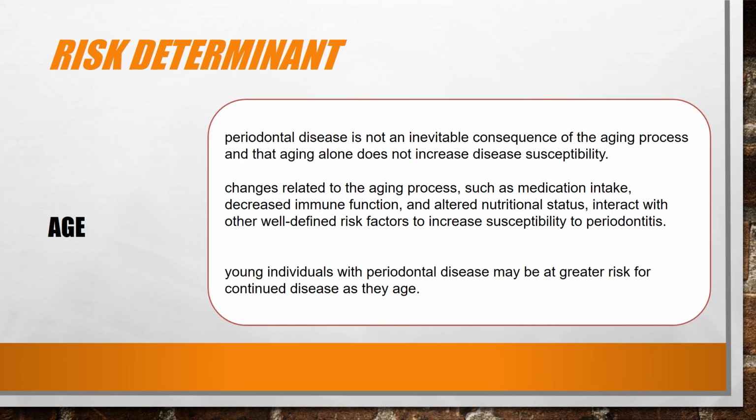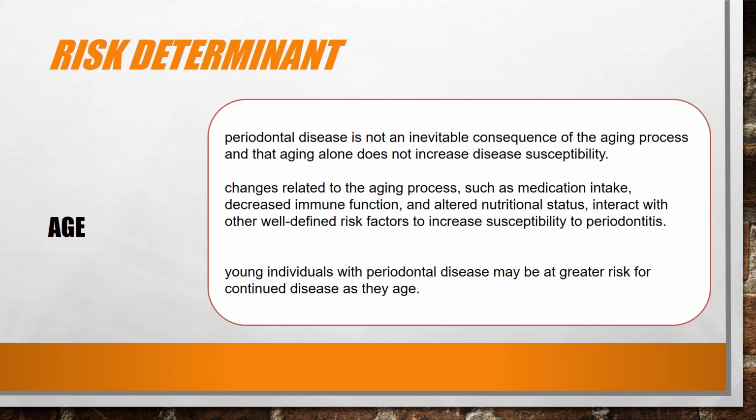Coming to age, it is also a risk factor that cannot be modified. Periodontal disease is not an inevitable consequence of the aging process. Aging does not in itself increase disease susceptibility, but there can be changes related to the aging process. As you know, medication intake, decreased immune function, or altered nutritional status interact with other risk factors, for example systemic diseases. So all this will increase the susceptibility to periodontitis. Age itself will not cause the disease, but all these factors can lead to periodontitis, and the response to therapy also can be affected.